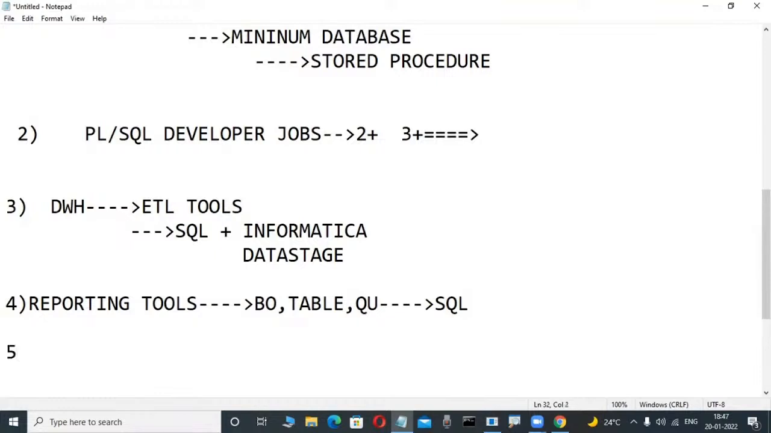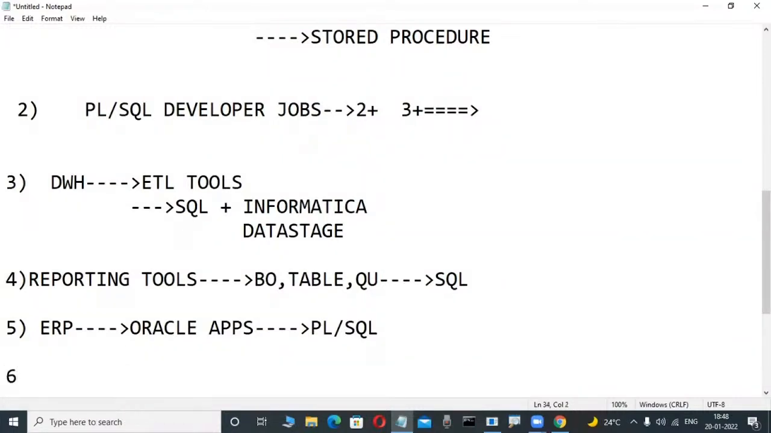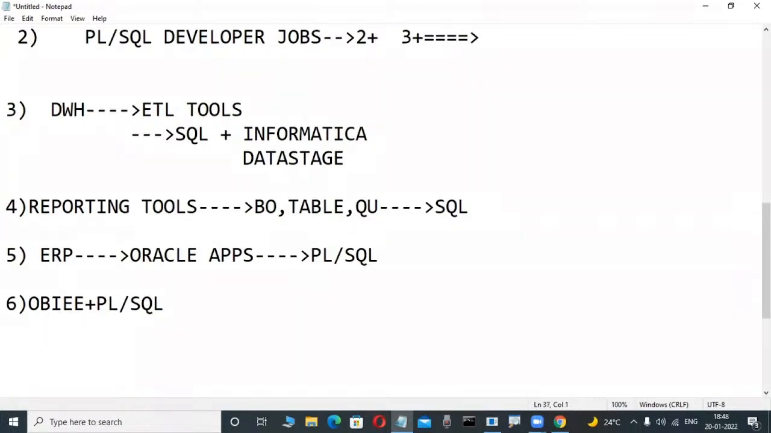Again, some programmers are interested in the ERP side: Oracle Apps. Oracle Apps is an ERP, same as SAP, like Oracle Applications 11i. These persons need very good knowledge of PLSQL, so they also learn these courses. Again, OBI programmers are there, with a product, and there are PLSQL jobs with it. Those persons also learn these courses.